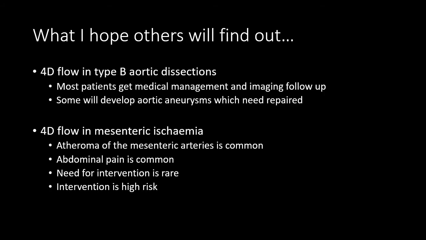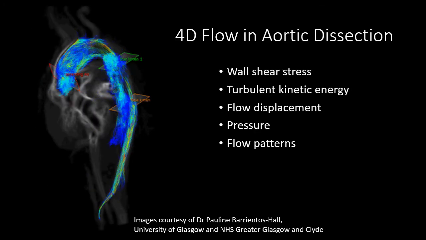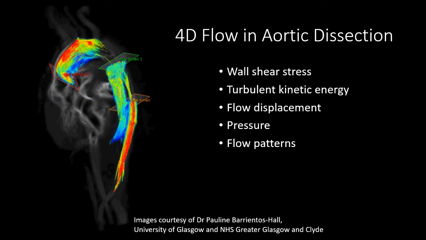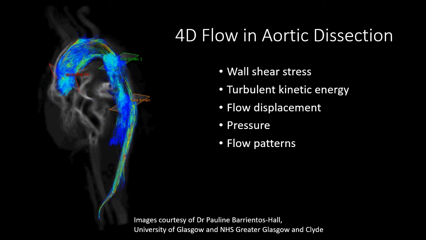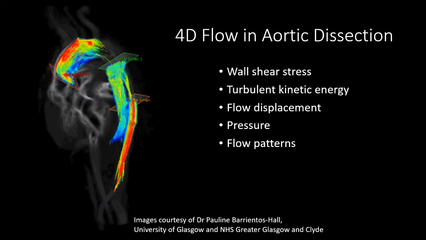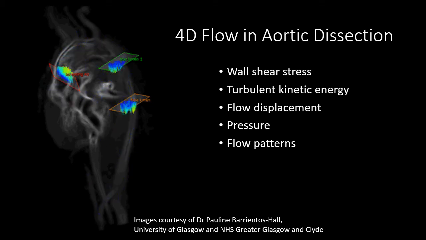Now, what I hope others will find out, that's really some of the work that's happening now with 4D flow, looking at both type B aortic dissections and mesenteric ischemia. Now, most type B aortic dissections are treated with medical management and are followed up to look for aneurysmal dilatation of the aorta. If that happens, then they're going to need a TEVAR. It's much more difficult to insert a stent graft once the aneurysm is formed. The geometry changes and everything becomes larger and baggy. If 4D flow can accurately identify which patients are likely to progress, then they can get definitive treatment in the acute stage when things are still small and the morphology is much more suitable to treatment.